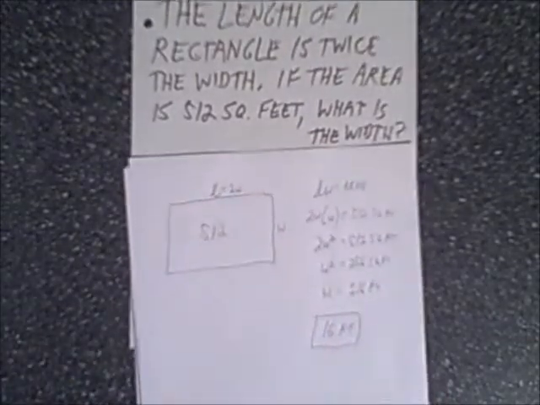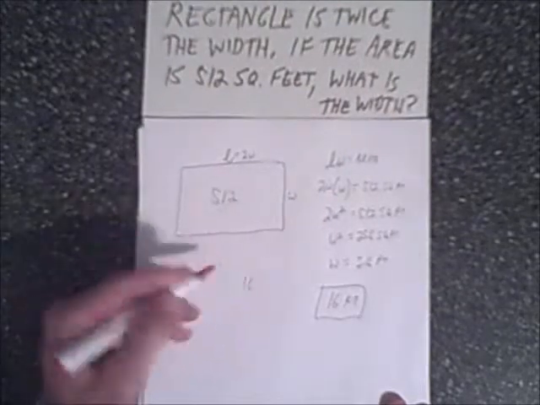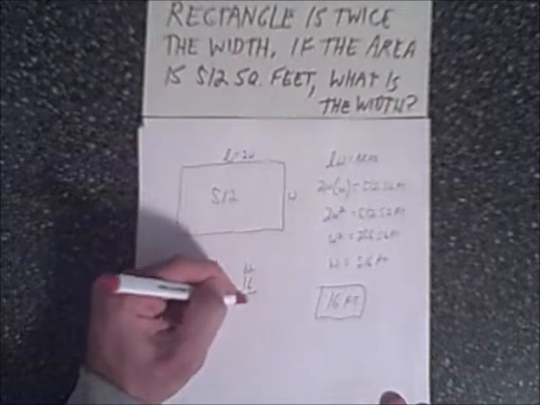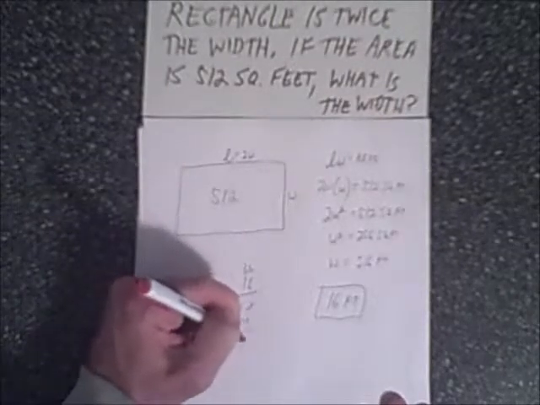Okay, so let's quickly check that. We basically have 16 feet is the width, the length is twice that, that's 32, and 32 times 16 is 512.